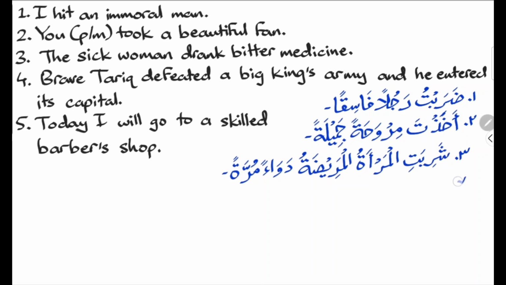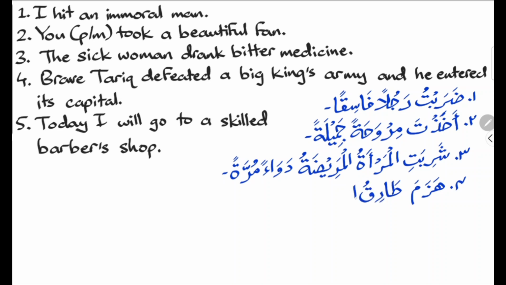Number 4. Brave Tariq defeated a big king's army and he entered its capital. That's a long sentence, so let's cut it down first. First of all, you want to translate defeated, because that's the verb, the fi'l that comes first. Defeat in Arabic is hazama. Hazama. Next comes the fa'il. The fa'il here is brave Tariq. That's a mawsuf sifa. Tariq is the mawsuf, brave is the sifa, the adjective. First comes the mawsuf, which is Tariq. Hazama Tariqu.